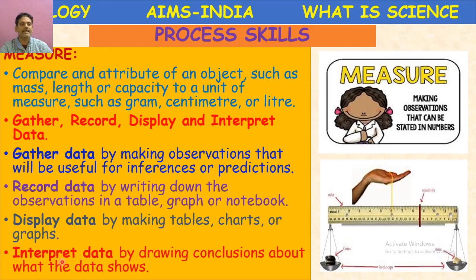So last one is interpret data. Interpretation by drawing conclusions about what the data shows. So you have done measurement, the process skill. So first you have compared the objects. In that comparison, you have selected if any object or a stone you have taken. So you have to measure mass.